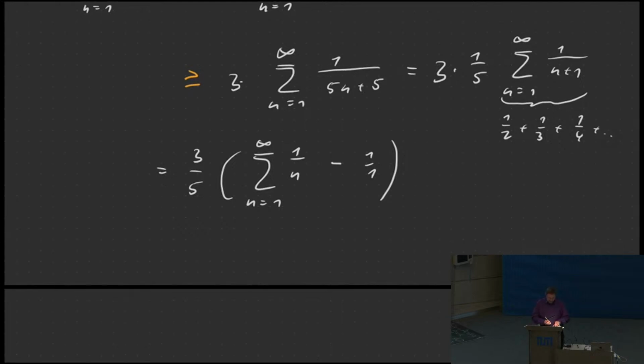Okay, and now of course we can say, well, this here goes to infinity. Subtracting 1 doesn't really change that, right? Infinity minus 1 is still infinity. And 3 over 5 times infinity is still infinity. So that all goes to infinity. So that means the series diverges and tends to infinity.